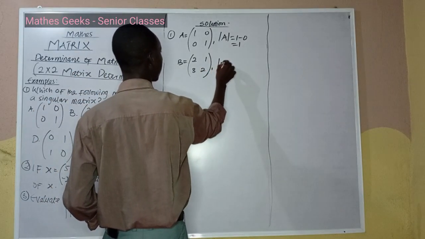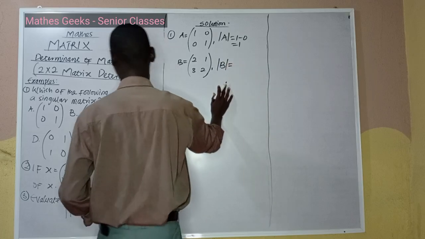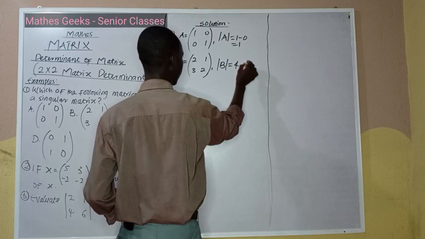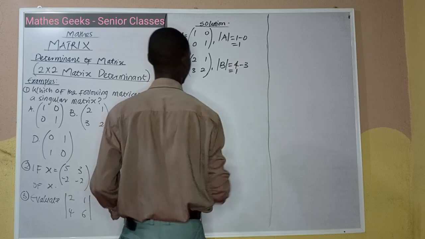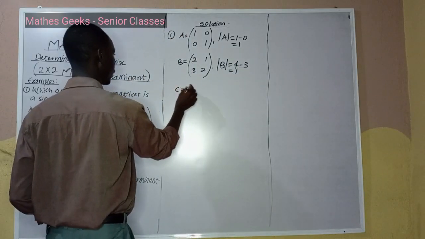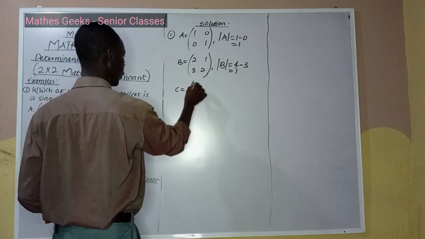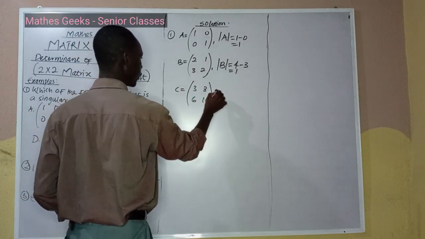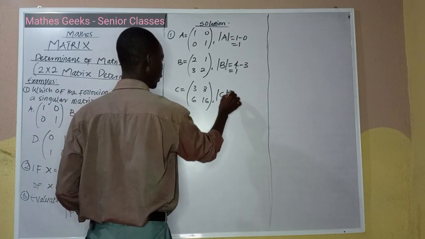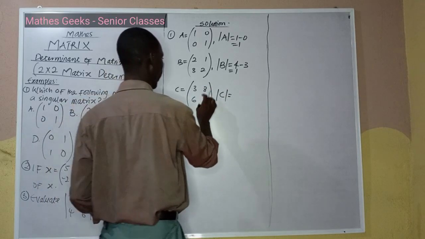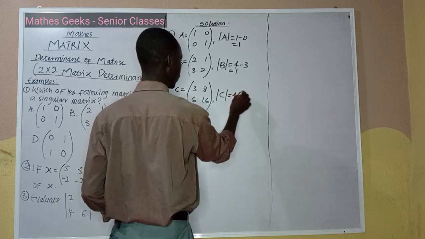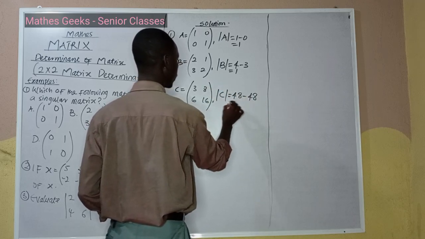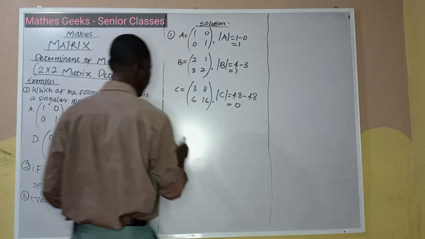So the determinant of matrix B is equal to 2 times 2, 4, minus 1 times 3, which is 3, that's equal to 1. And let's say matrix C is 3 8 6 16. So the determinant of matrix C, 3 times 16 is 48, 8 times 6, 48. That's equal to 0.